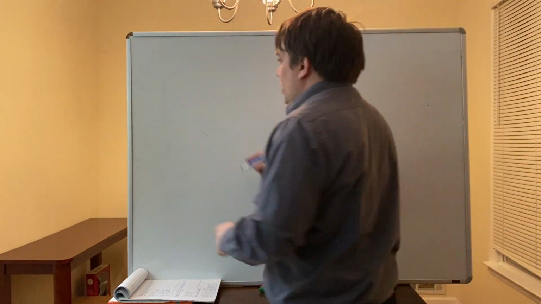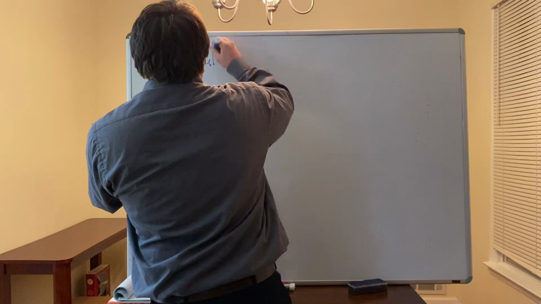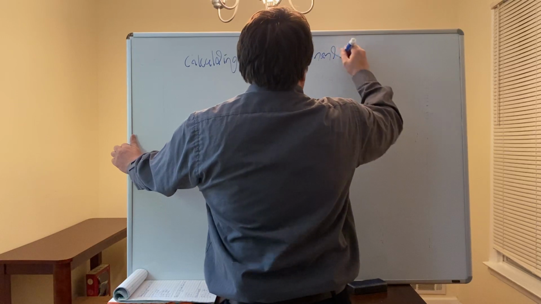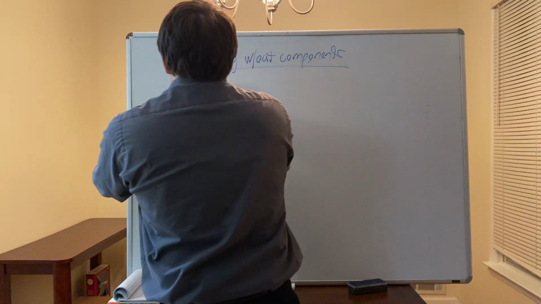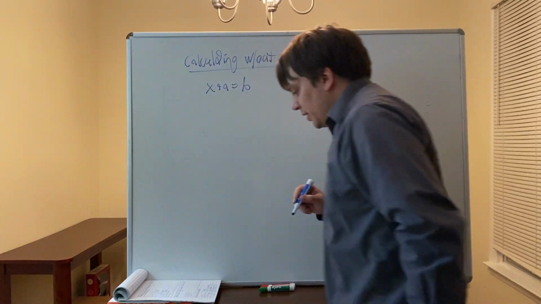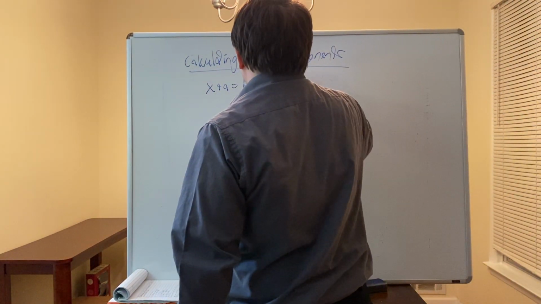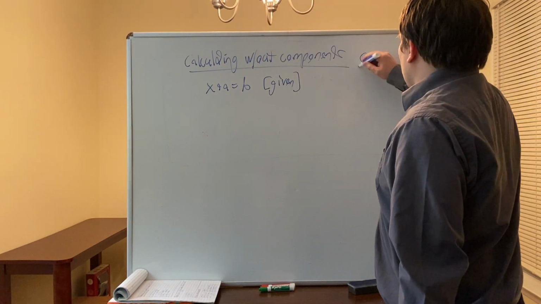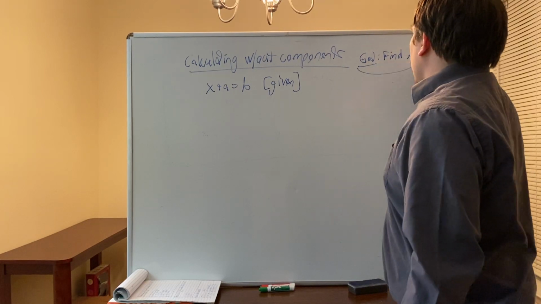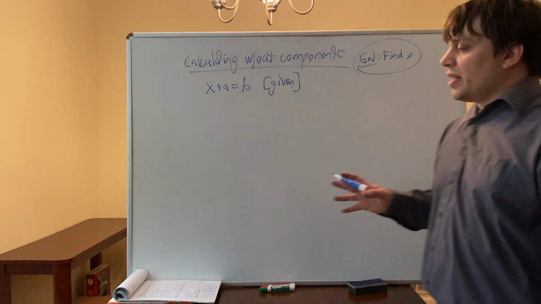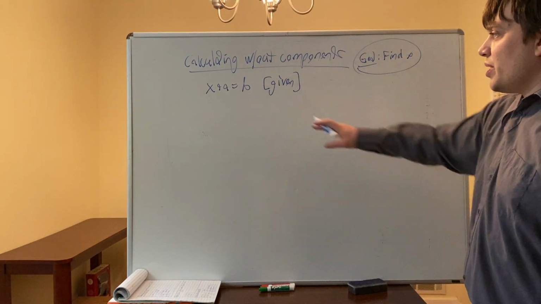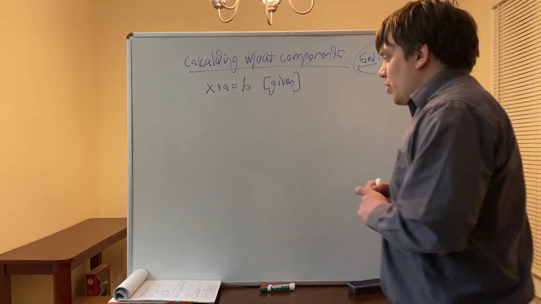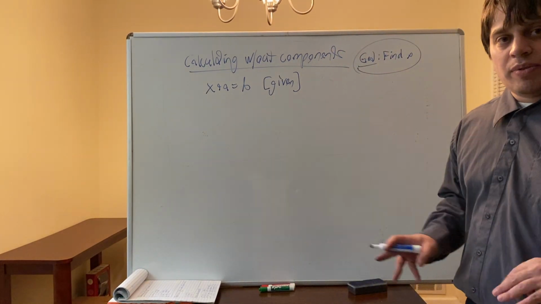Okay, and so the next thing I want to point out is calculating without components. So x plus a is equal to b, and that's given. The goal is going to be to find x, and we want to do it without finding the components. Even if we were given the components of a and b, we want to find x without computing components.